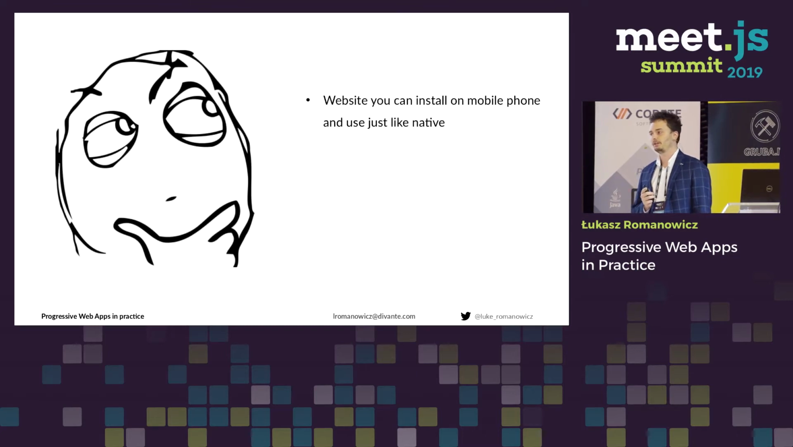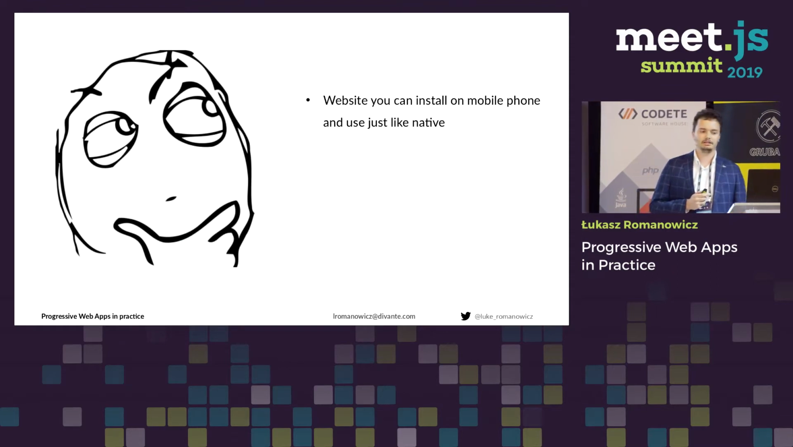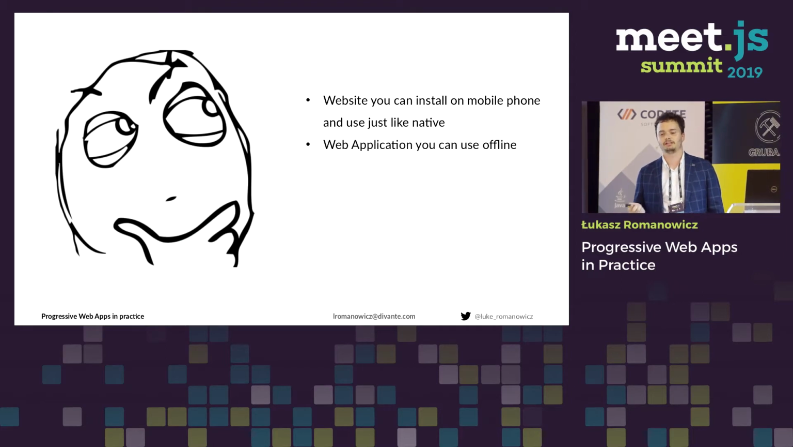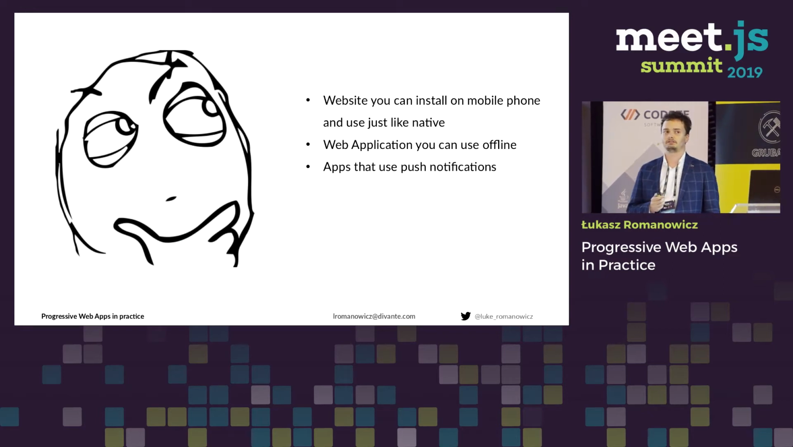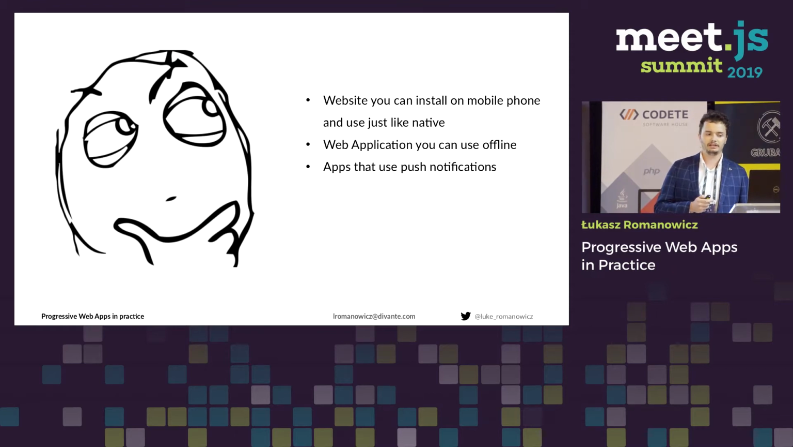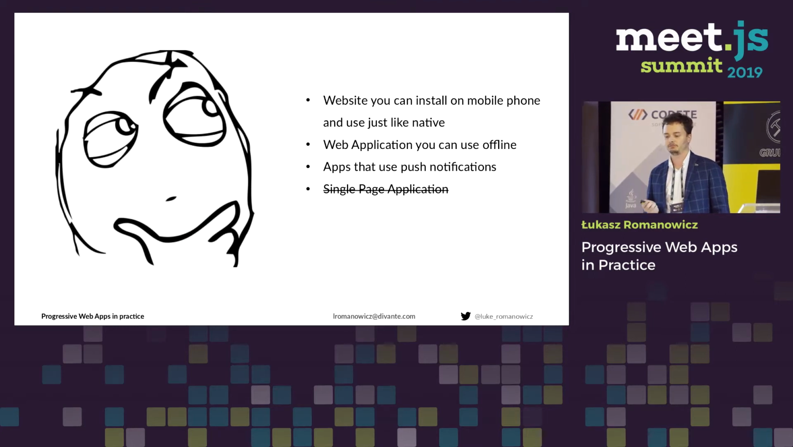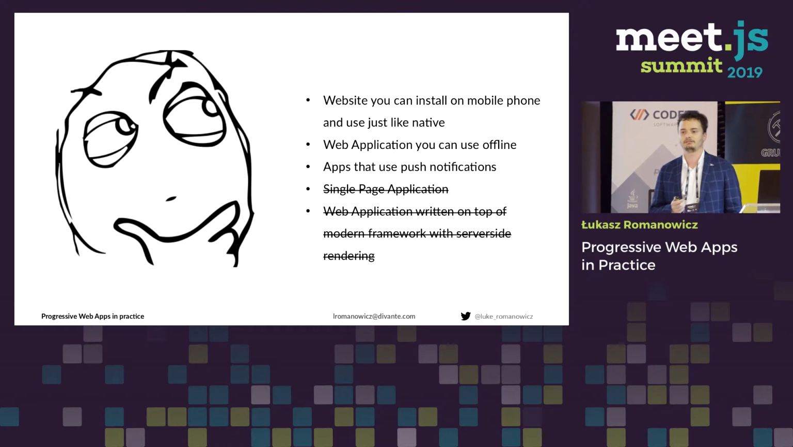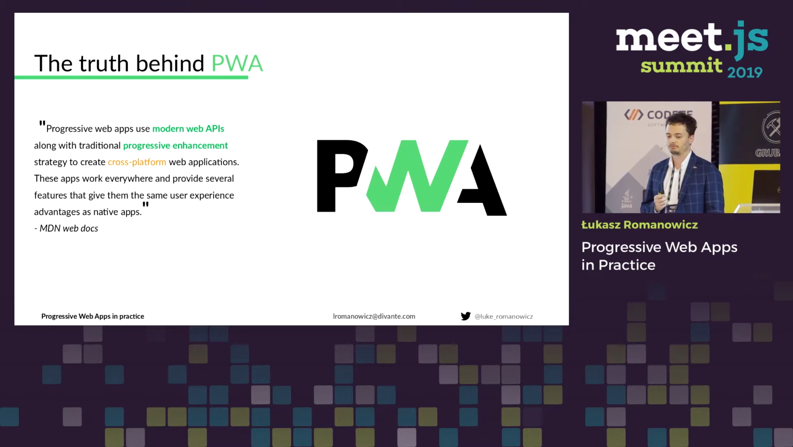And when I asked that question and got some answers, some of them were pretty okay, like a website that you can install on a mobile phone and just use like a native app, or a website that you can use offline, an app that is capable of interacting with users with push notifications. There are also some worse ones, like any single page application or web application that has server-side rendering. But let's hear what MDN says about PWA.